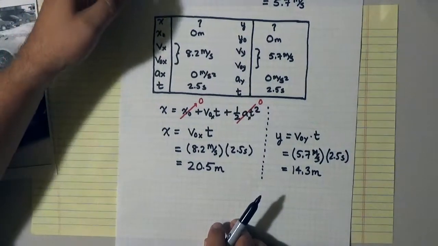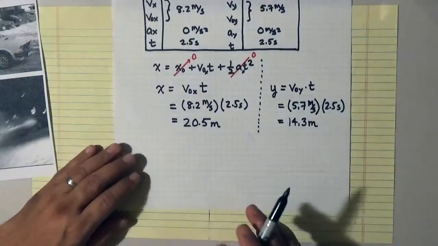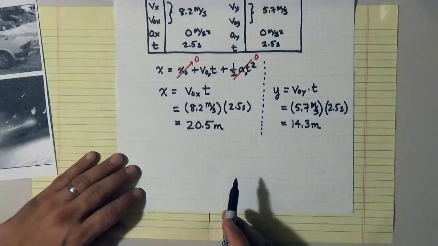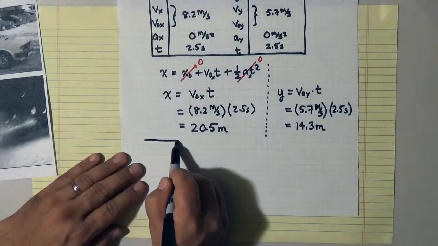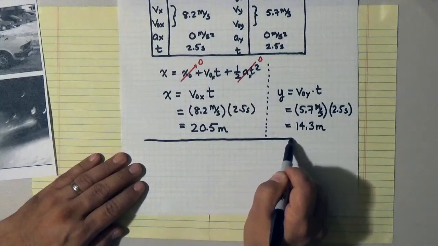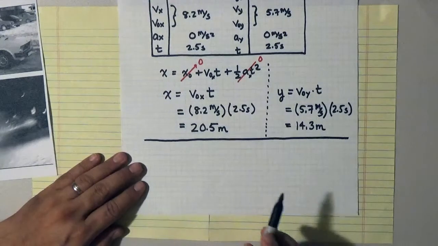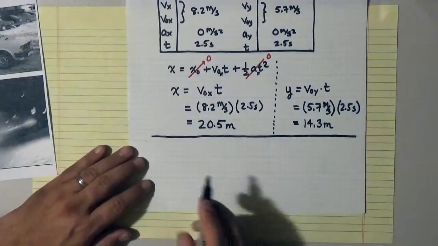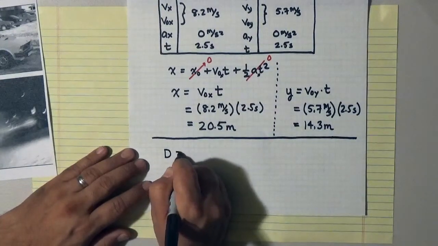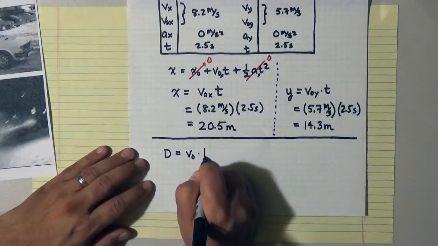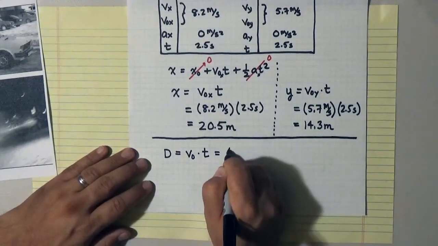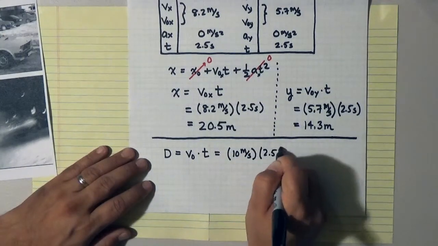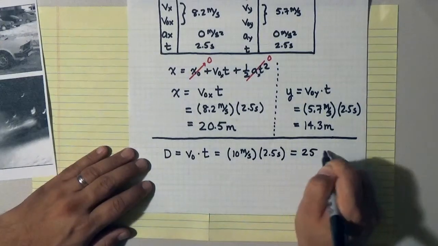Now, I said there's more than one way to do this, and so let's talk about the other way that we could have done this. You could have used that initial speed that you were given, which is the speed in the direction that I'm sliding, and the time to find the total distance that I traveled. In that case, the total distance that I traveled is simply my initial speed times the time in the problem, which in this case is 10 meters per second, times 2.5 seconds, which is 25 meters.